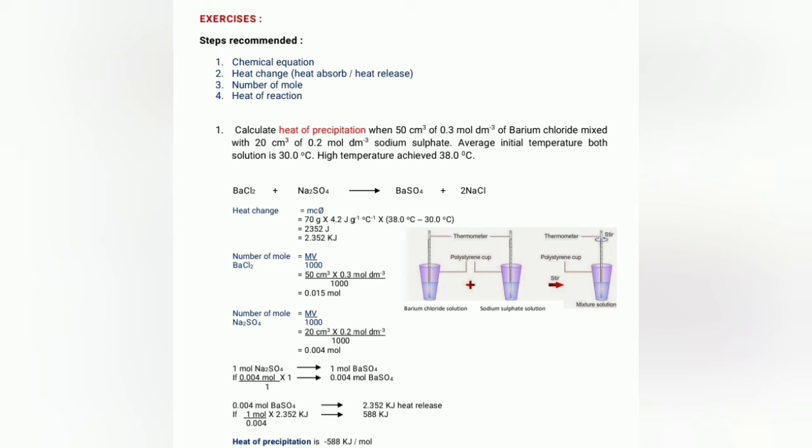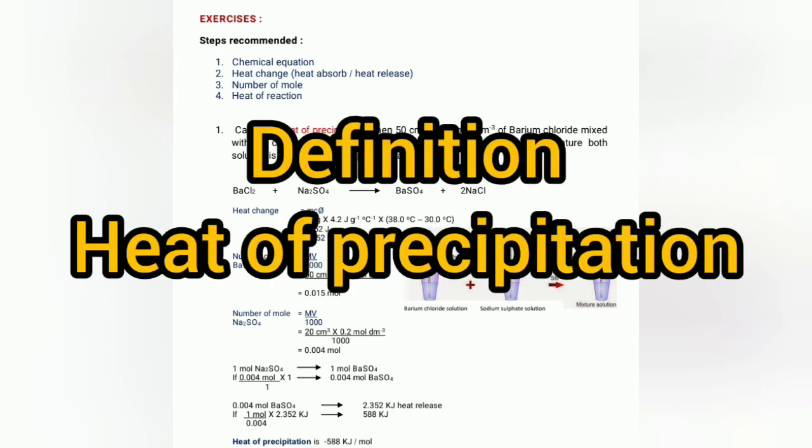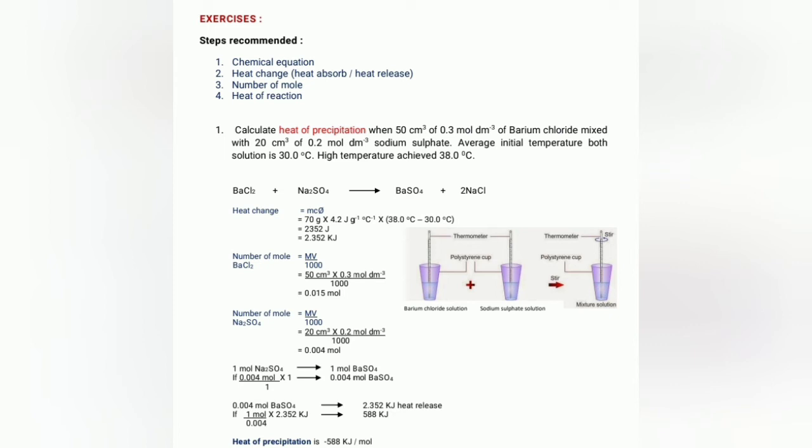So we choose the number of moles of sodium sulfate, in proportion, to get the number of moles of precipitate formed. The heat of precipitation is the heat change when 1 mole of a precipitate is formed from its ions in aqueous solution under standard conditions. In the last step to calculate the heat of precipitation, we make a proportion between the number of moles of barium sulfate formed and the quantity of heat released in the reaction, to get the quantity of heat released when 1 mole of precipitate, or 1 mole of barium sulfate, is formed.